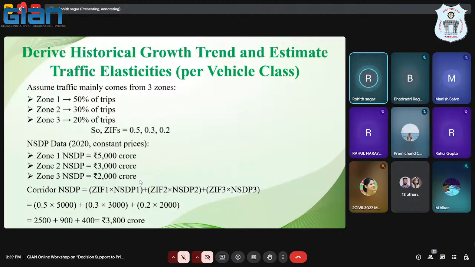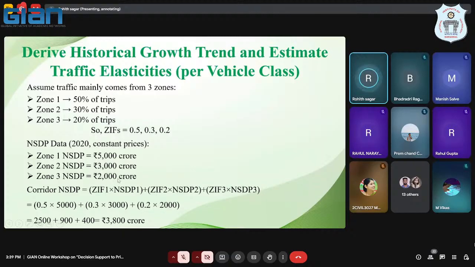So here we have assumed zonal influence factor. We have taken 3 zones. Zone 1 is 50%, zone 2 is 30%, zone 3 is 20% of trips. That is the number of vehicles that each zone is incorporating. So the ZIFs are 0.5, 0.3 and 0.2. The NSDP data that we have taken, based on the 2020 data at constant prices, is for zone 1 5,000, zone 2 3,000, zone 3 2,000 crores.